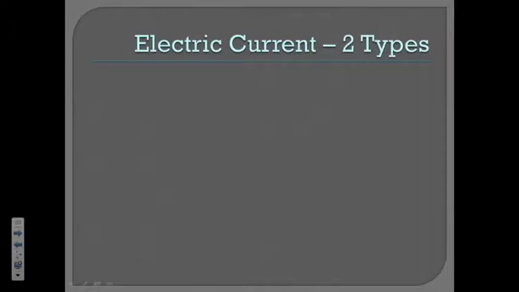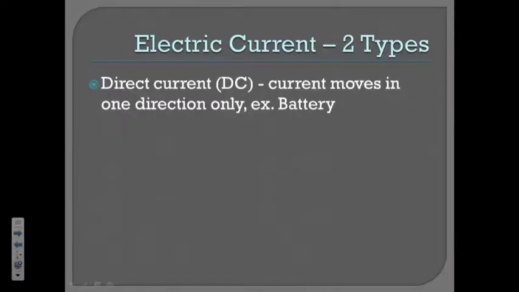So, there are two types of electrical current we need to be familiar with. The first type is DC current, also known as direct current. This was created by Thomas Edison. This is when current moves in one direction only, and this is when we use batteries. So batteries use DC current. Very important, the electrons move in one direction and one direction only.